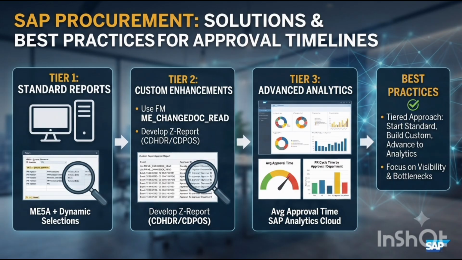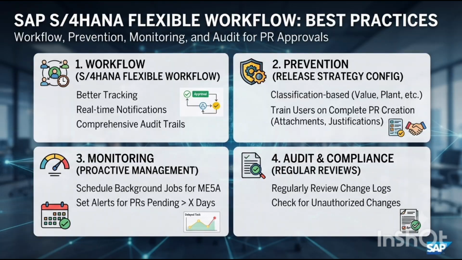Like, start standard, build custom enhancements only when necessary, and advance to predictive analytics to maintain absolute visibility over procurement bottlenecks. In modern SAP S/4HANA environments, optimizing approval timelines relies heavily on four pillars: workflow automation, preventive configuration, proactive monitoring, and rigorous auditing. First, adopting the S/4HANA flexible workflow replaces rigid legacy setups with dynamic rule-based routing.